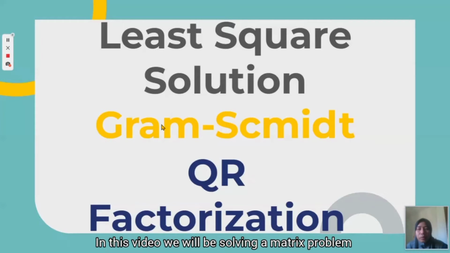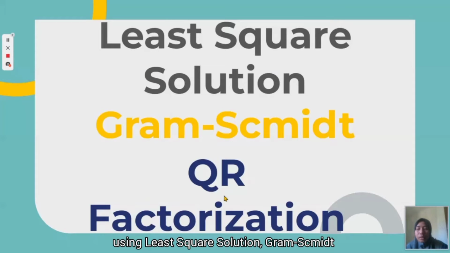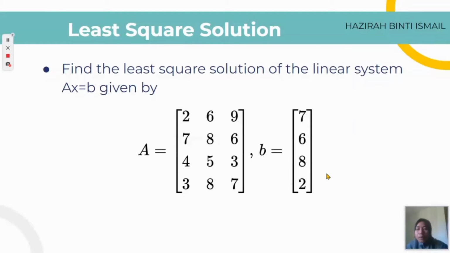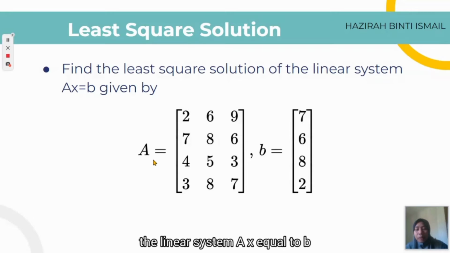In this video, we'll be solving a matrix problem using least square solution, Gram-Schmidt and QR factorization. The first one is to find the least square solution of the linear system AX equal to B given by A is a matrix 4 by 3 and B is a matrix 4 by 1.